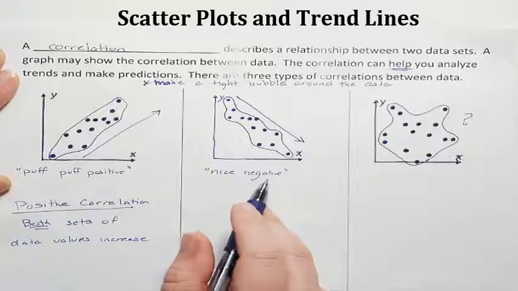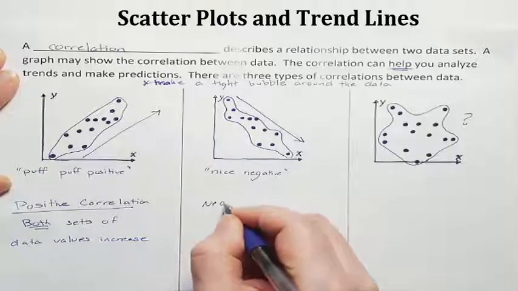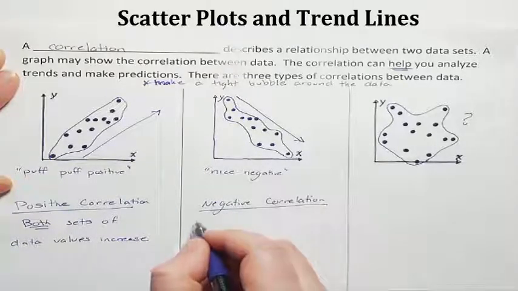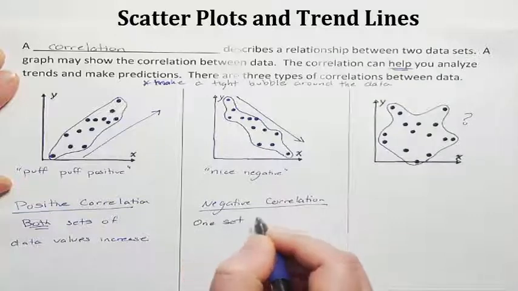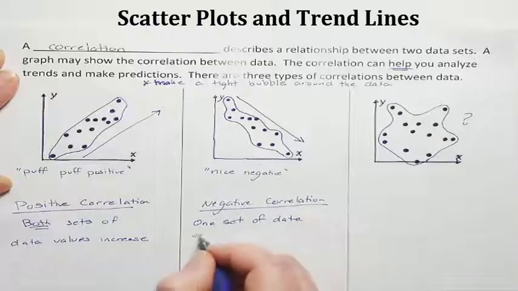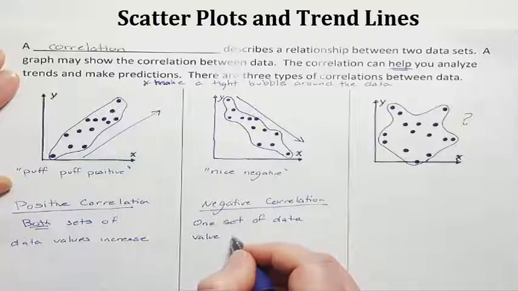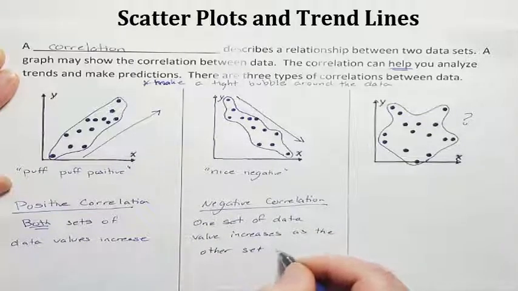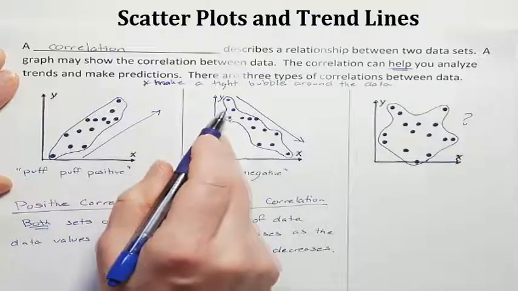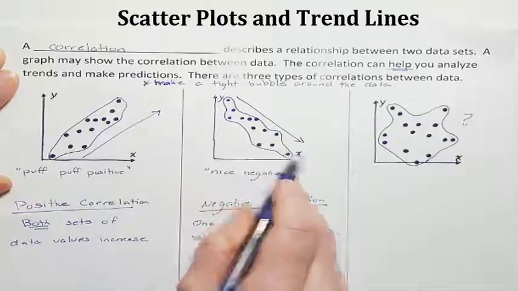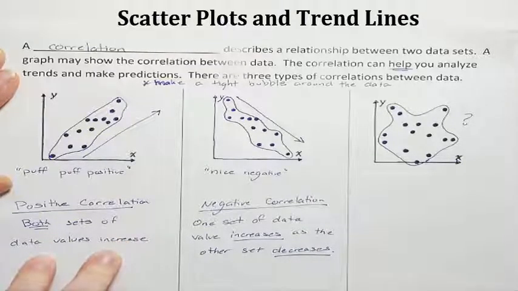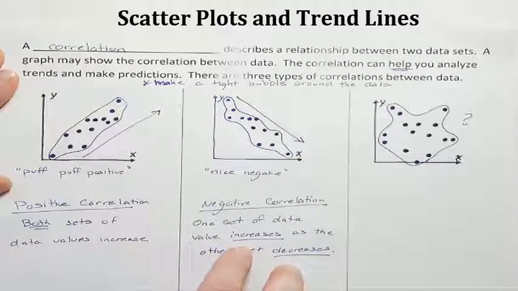Well, since this one was nice and negative, you can probably guess that this was a negative correlation. And the official definition is that one set of data values increases as the other set decreases. So I had to go down to move over, down to move over, down to move over. So one increased while the other decreased. Well, if this is both of them increasing, this one is one increase, one decrease.